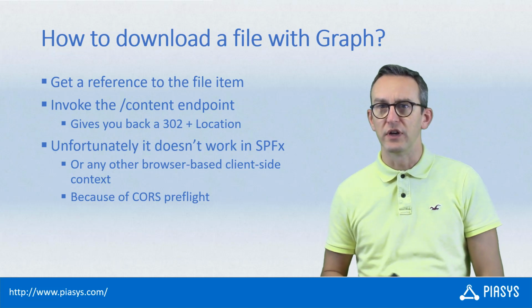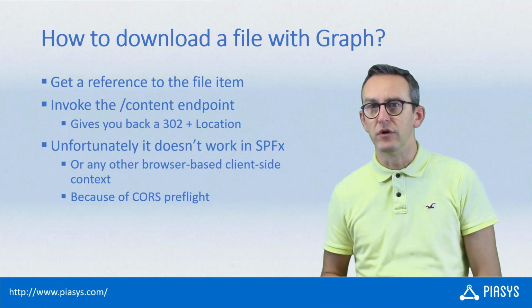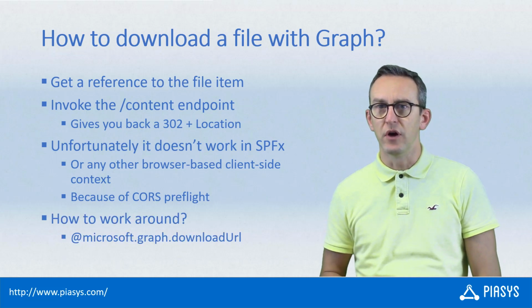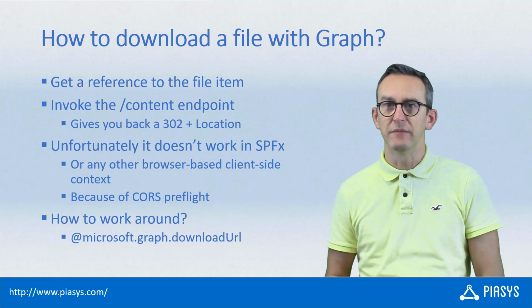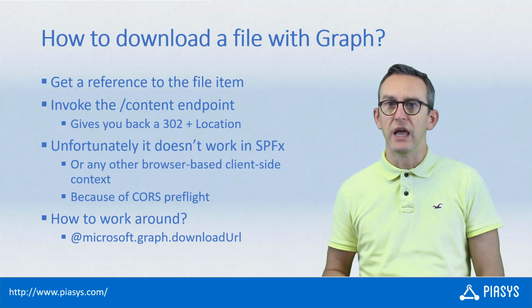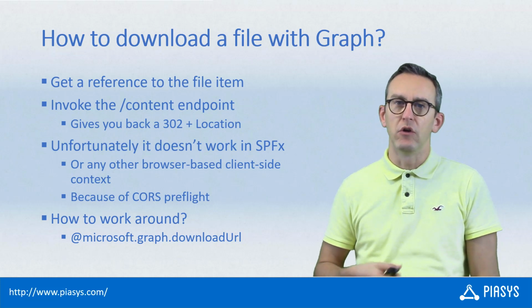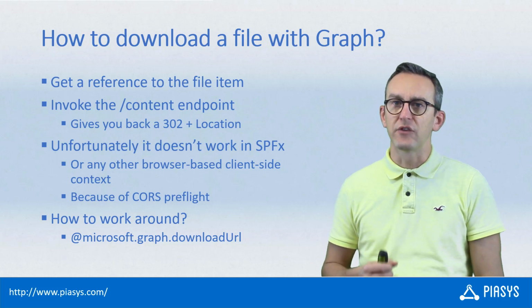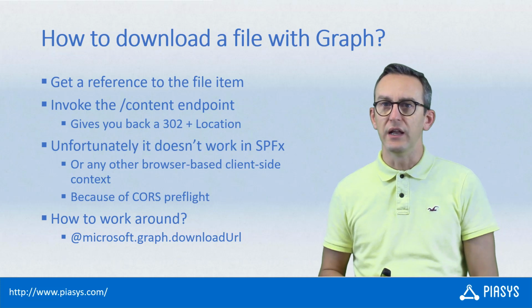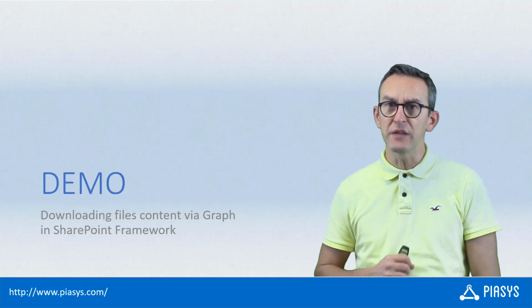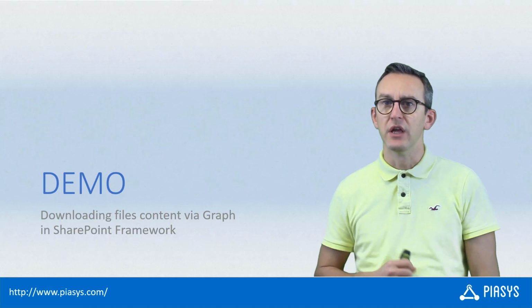because of CORS settings. In order to work around this issue or this problem, you can use another attribute of the drive item that you can download using Graph, and using that property, which is the @microsoft.graph.downloadUrl, you can get access to the actual content of your file without having any CORS issues. So let me show you how to do that in practice using a SharePoint Framework client-side web part.